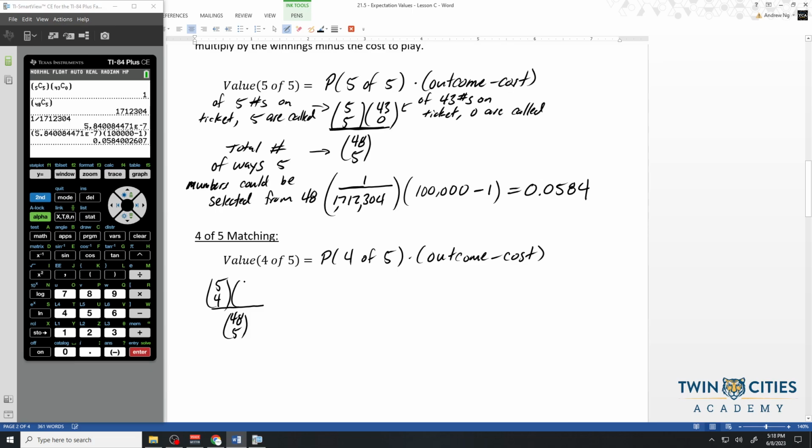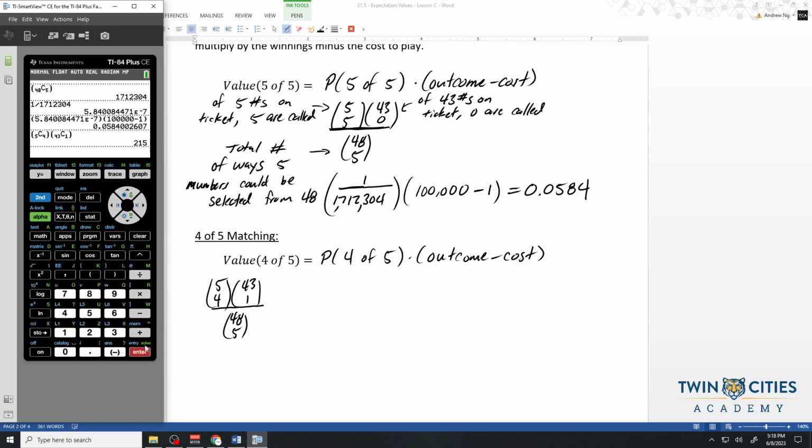And then of the 43 numbers not on my ticket, well, if 4 of the numbers on my ticket were called, it must be true that 1 of these 43 numbers is called. If all 5 of them were called, then this wouldn't be 4 of 5 matching, it'd be back to 5 of 5 matching. All right, let's find out what this probability is first. So let's just do this, and then I'll just change some numbers in here. So 5C4 and 43C1.